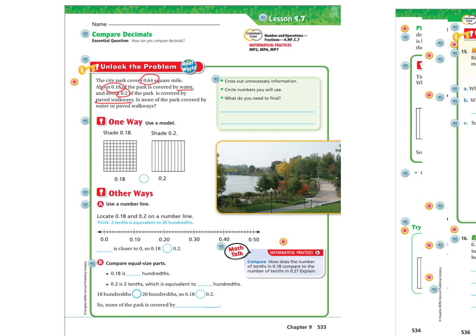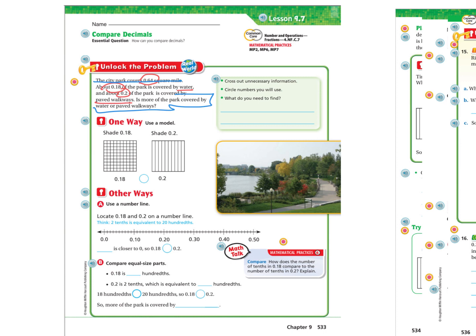Okay, so let's look at our green box here. It says cross out any unnecessary information. Okay. Is there anything that we don't need? Yeah, we don't need the 6/400 part. We don't need that, so let's cross that out. That's like just a distraction. We don't care how much the park covers. Our question says, is more of the park covered by water or paved walkways? We don't need to know how much the whole park is covered. It's not relevant to our question. So we did that. We circled the numbers we will use because we're always that awesome, right?